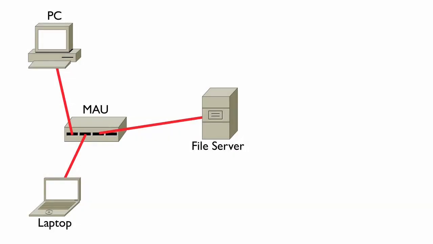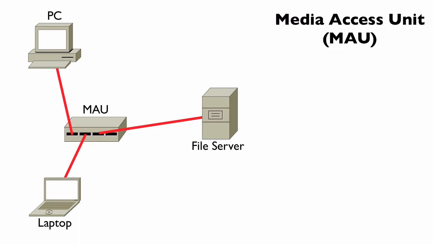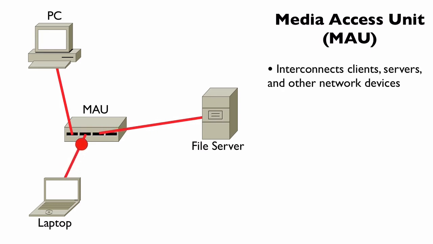The next of our legacy devices that we want to consider is a MAU, a Media Access Unit. A media access unit, much like a hub, could be used to interconnect clients and servers and other network devices, but instead of being used on an Ethernet network, it was used on a token ring network. Similar to a hub, a MAU does not make forwarding decisions, it simply does token passing.